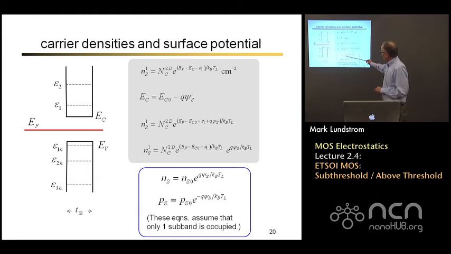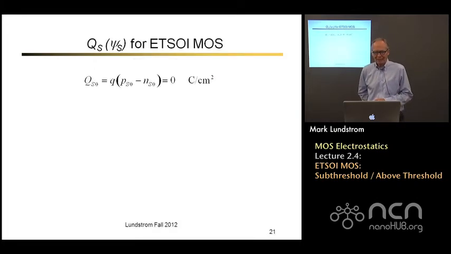So the electron density is what it was when the potential was zero, and then it increases exponentially when the semiconductor potential increases. The hole density is what it was when the semiconductor potential was zero, and then it increases exponentially when the surface potential goes negative. Now I'm just assuming that only one subband is occupied. If more subbands are occupied, I just add up all of the subbands here, and I get the same overall result at the end. Okay, so now we can ask, what is the charge as a function of surface potential for this device? Well, we didn't dope it, so there's no depletion charge.